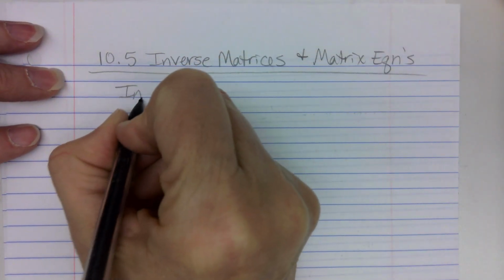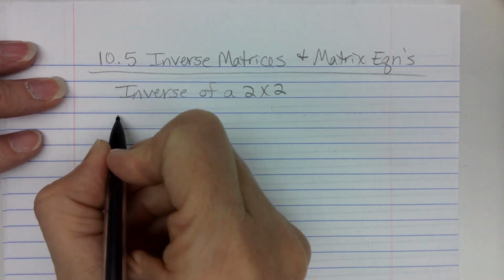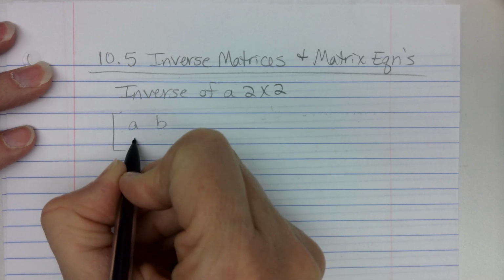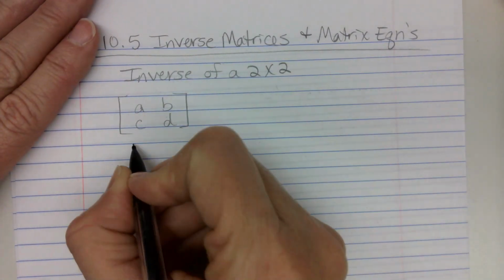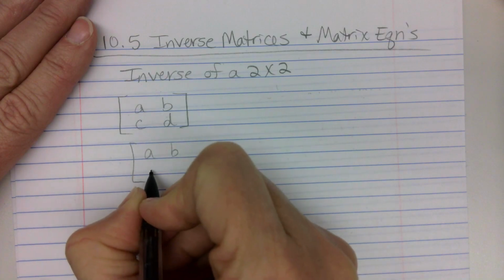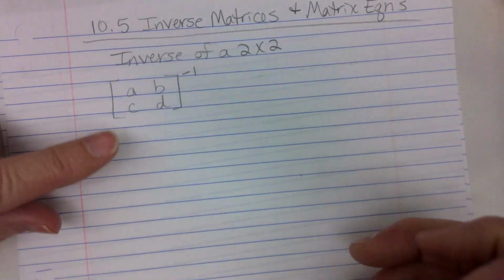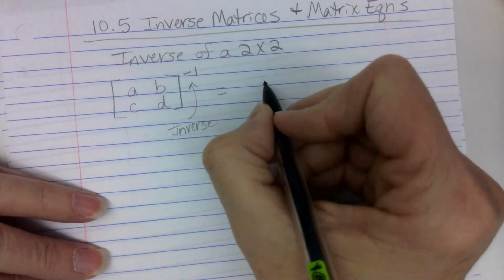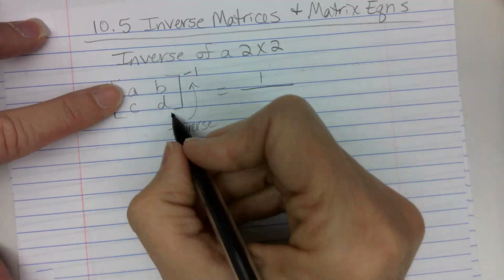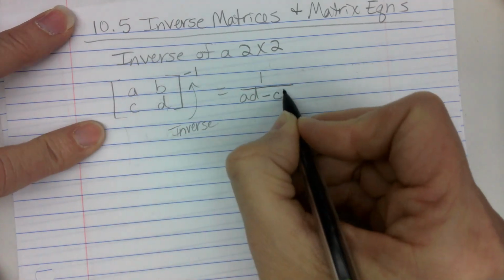So an inverse of a 2x2 matrix is actually really easy, because if my 2x2 matrix has these elements A, B, C, D, the inverse, everybody knows the thing that looks like 2 to the negative 1 power means inverse, right, is actually equal to 1 over what we call the determinant, which is multiplying the diagonals and subtracting them, A times D minus C times B.